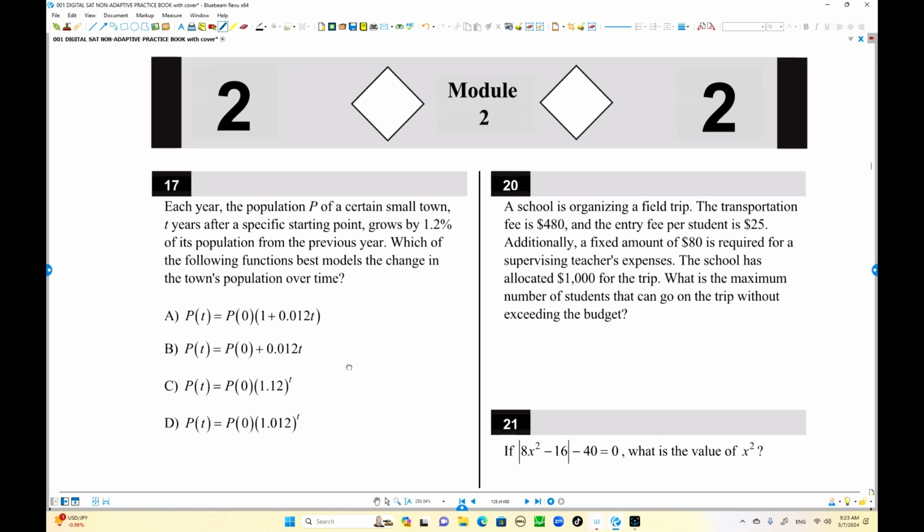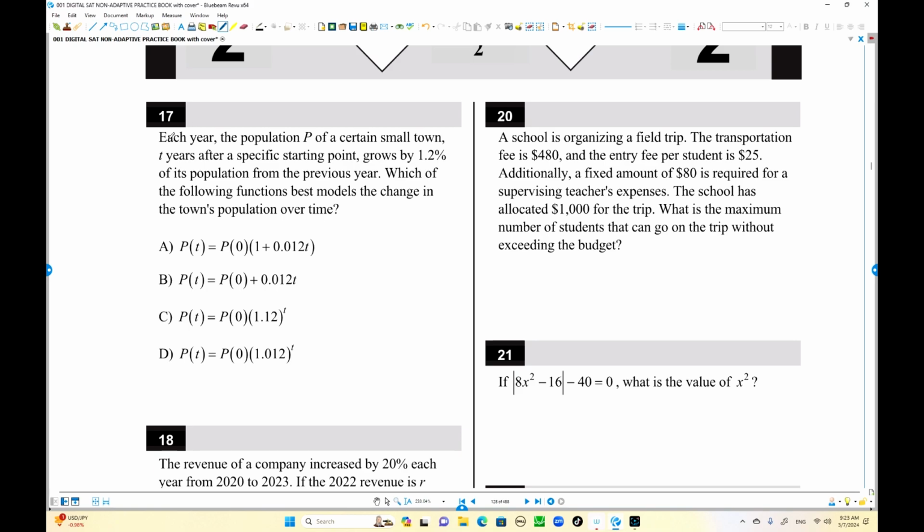Here is number 17. Each year, the population P of a certain small town grows after a specific starting point. Specific starting point, okay? Any point. And grows 1.2% of its population from the previous year. That is the growth rate. This as a decimal is 0.012. Okay, you have to be careful. Not 0.2, okay?